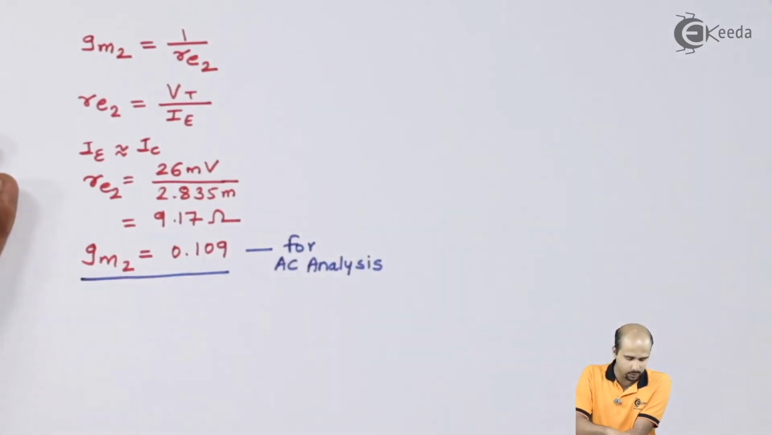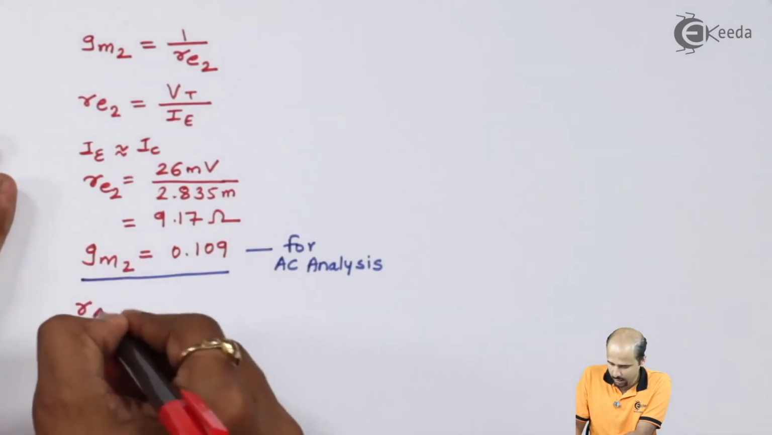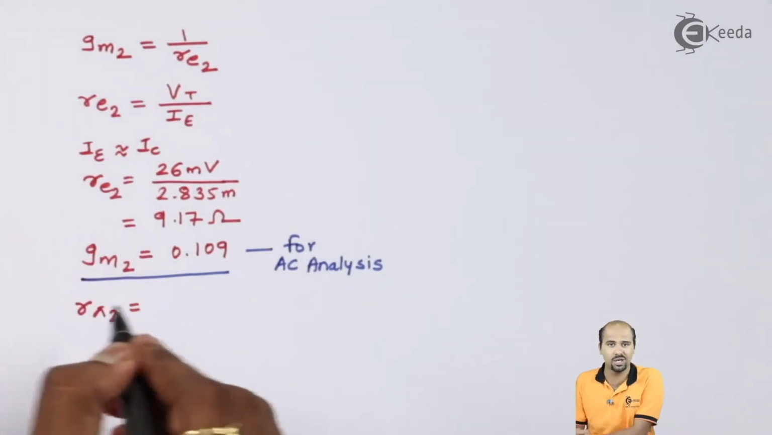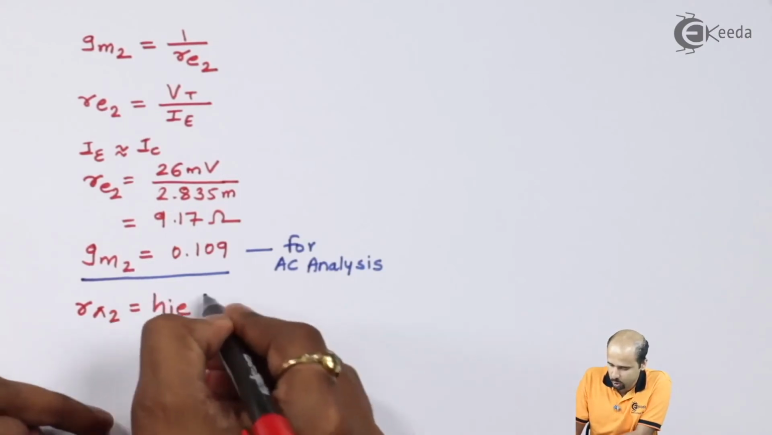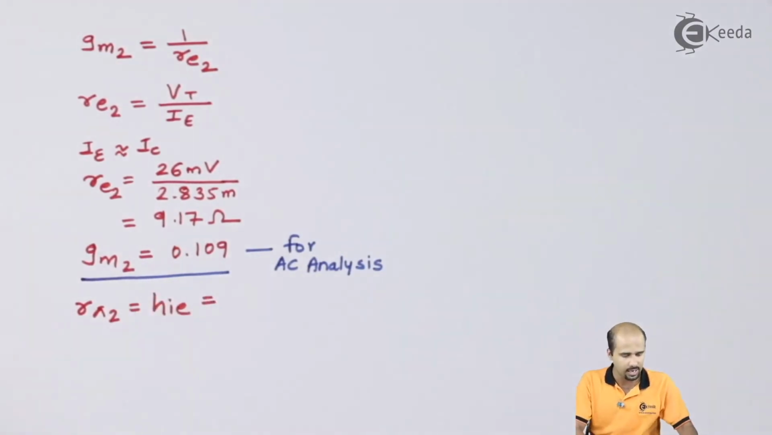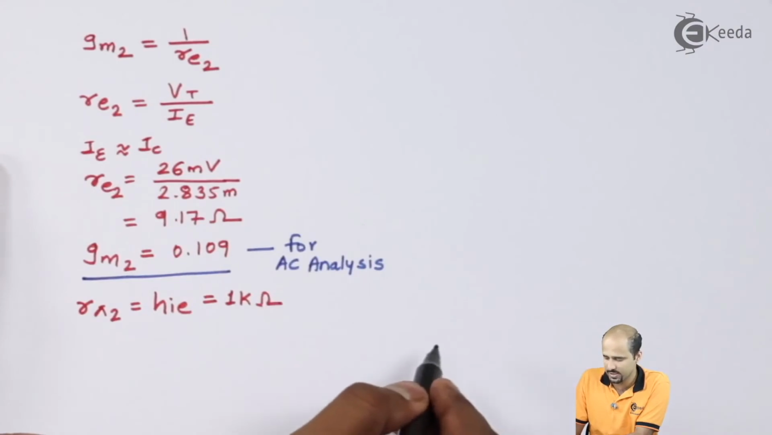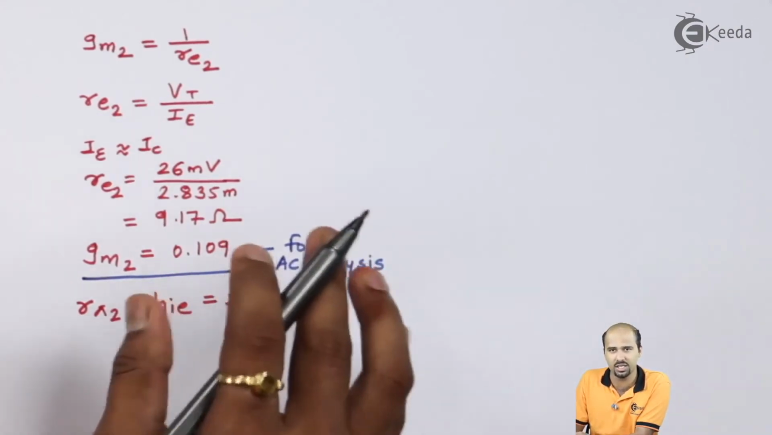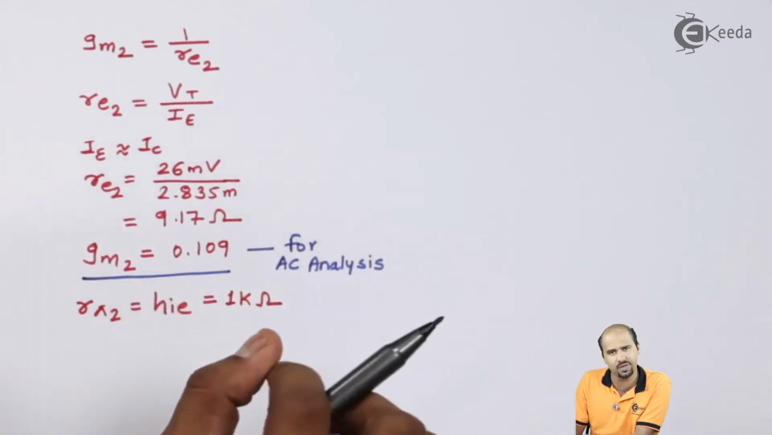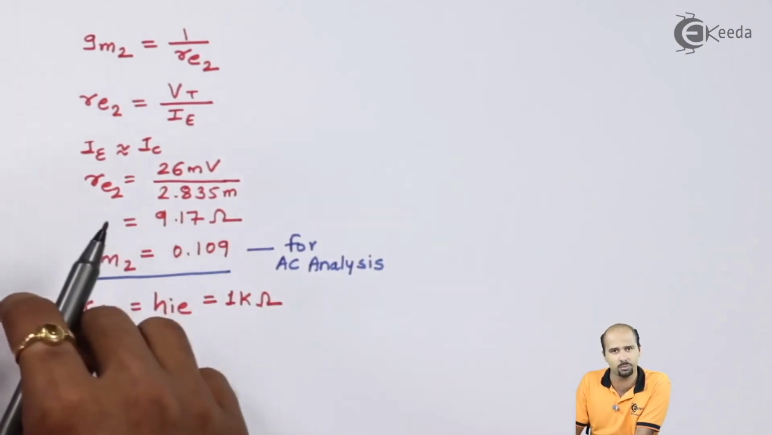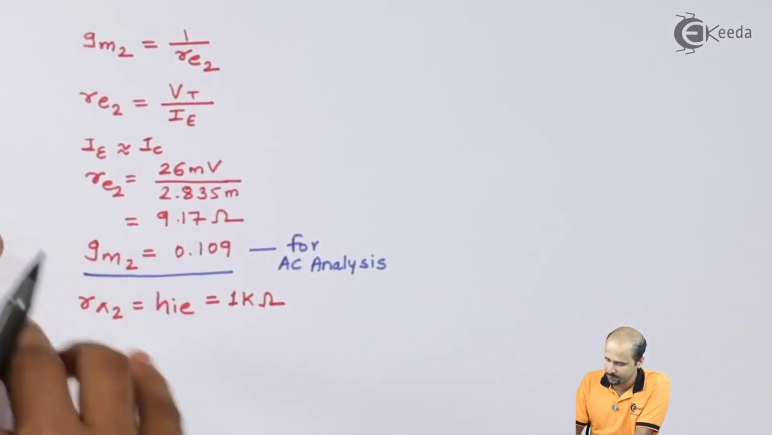Moreover, we require the value of Rπ2, right? So Rπ2 is nothing but what is given as HIE. So it's nothing but the value of HIE we have to consider, and this is from the given parameter, that is 1 kilo ohm. As far as HIE is concerned, if HIE, HFE values are given, then I can say that we have to include the H parameter AC equivalent model, and then we'll calculate from the H parameter AC equivalent model only.